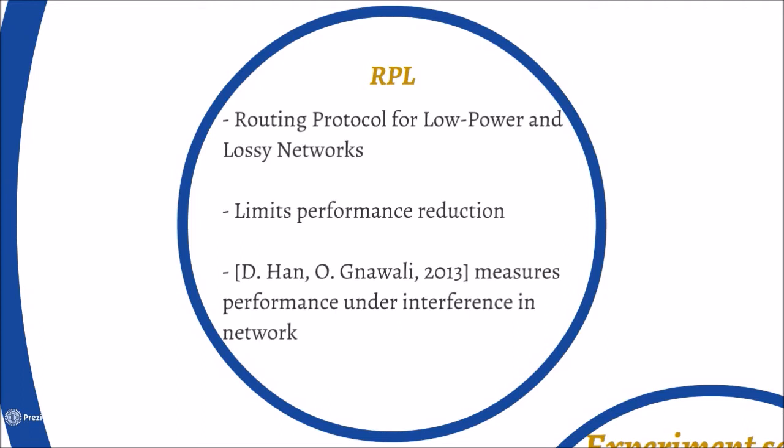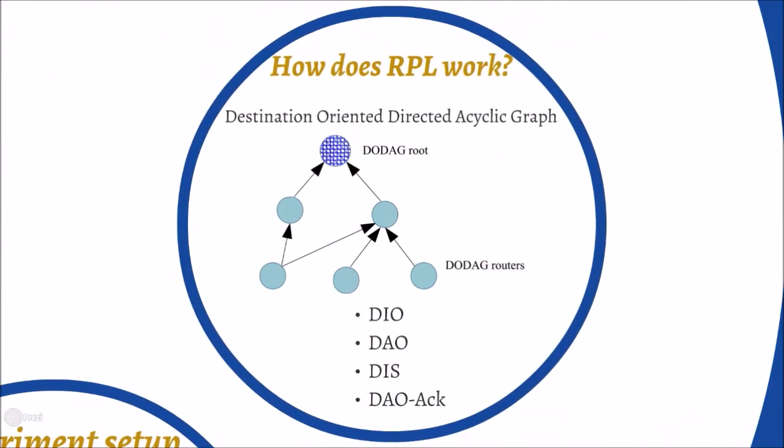So to take a look at how RPL exactly works, we're going to go to the next slide. RPL has a structure of a destination-oriented directed acyclic graph, or for short DODAG. A DODAG can be seen in the picture before you. It has a structure which has one root, the DODAG root, as can be seen, and all the others are other leaves or routers. The root is the parent of the two nodes below it.